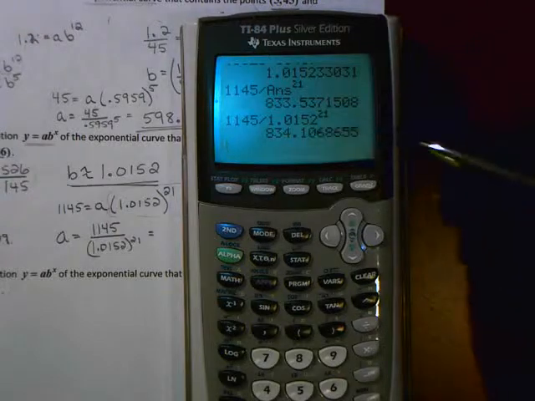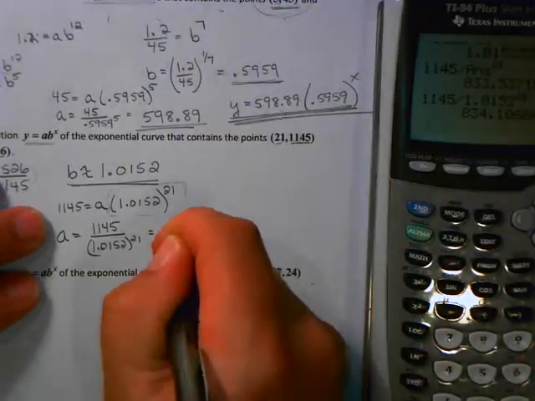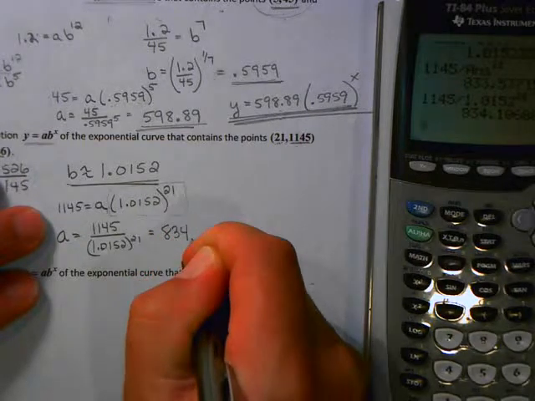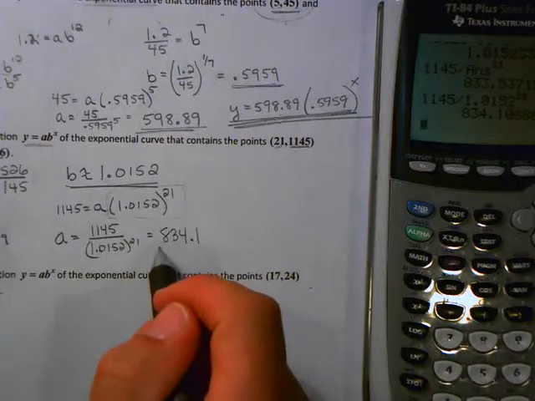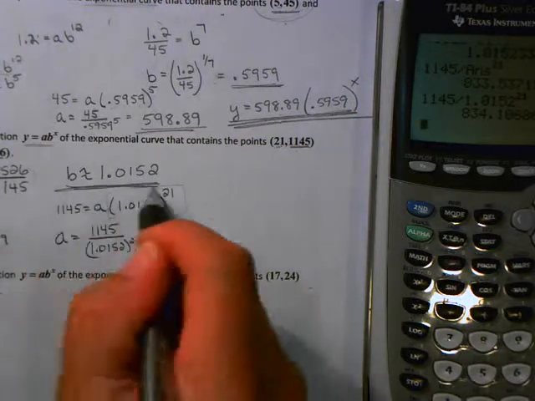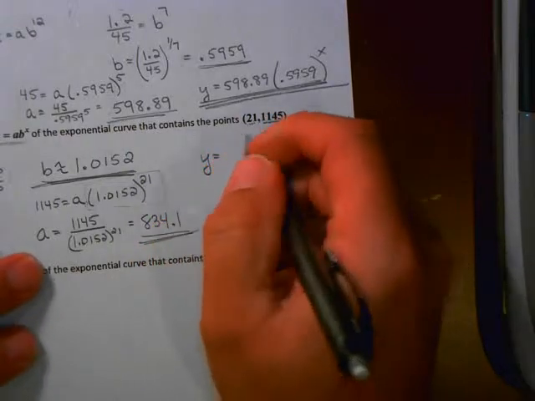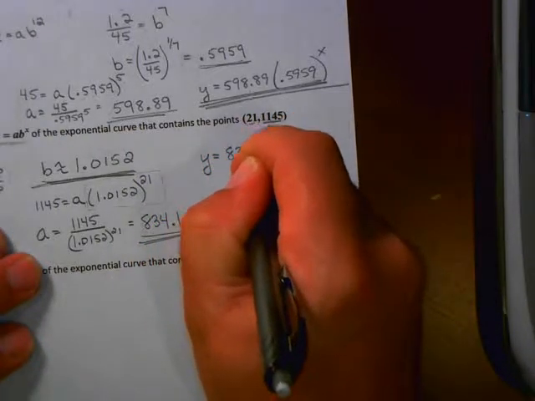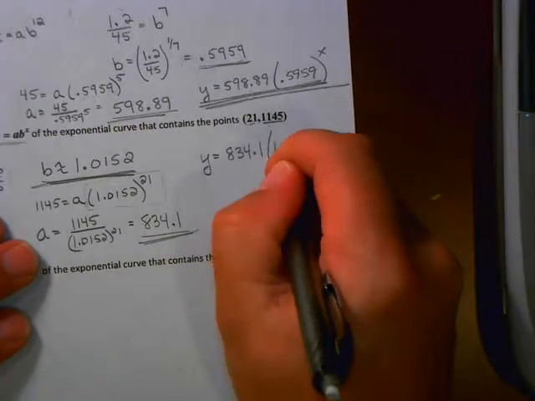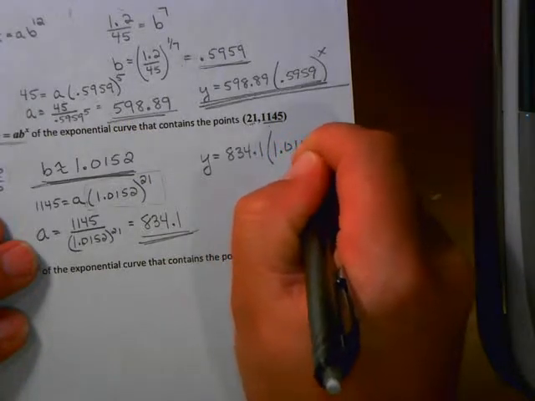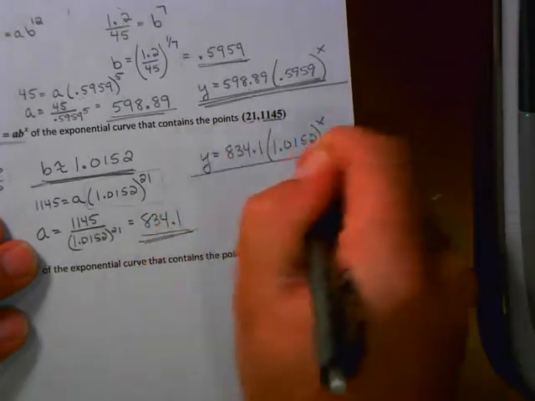The more you round, the more error you're going to have. But we'll say 834.1. So we have our A, we have our B. Now we can put it together. Y equals 834.1 times 1.0152 raised to the x.